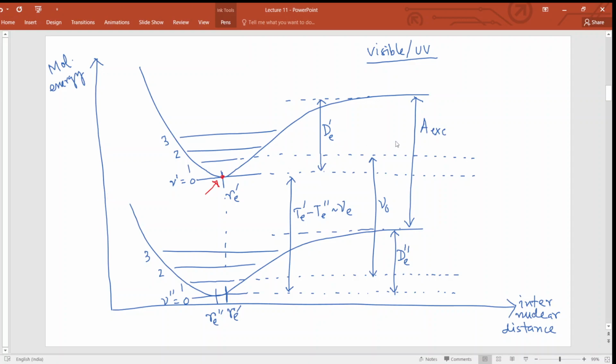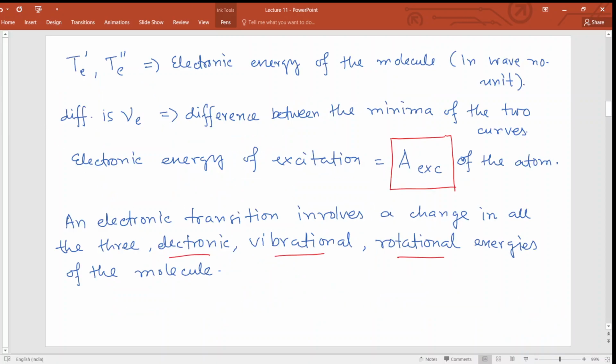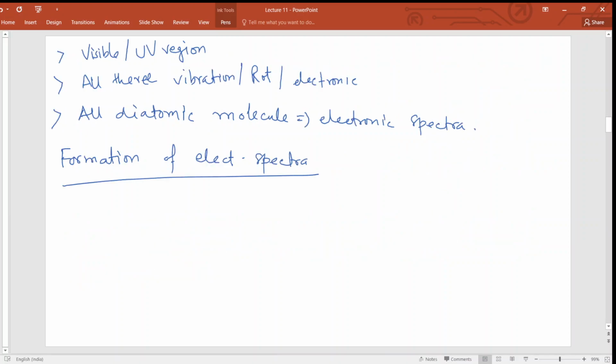Okay, and AEXC, this is basically the flat part of the curve. If you look at the difference between these two, so these are different quantities. Now, if there is any electronic transition, that means all the three levels, that means electronic, vibrational, and rotational energy levels, they have to be involved here. So typically this excitation happens in either visible or in the ultraviolet regime. Okay, and all three quantum numbers basically play a role, and usually all diatomic molecules demonstrate some sort of an electronic spectra.